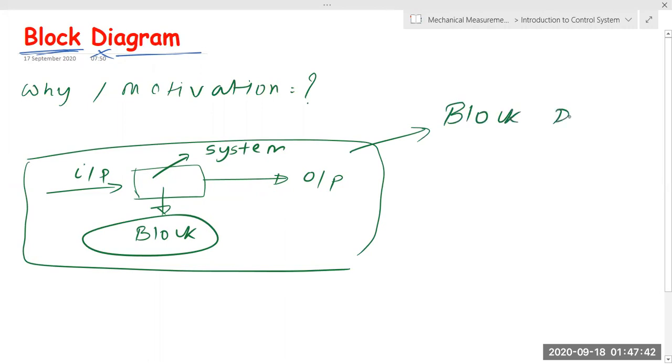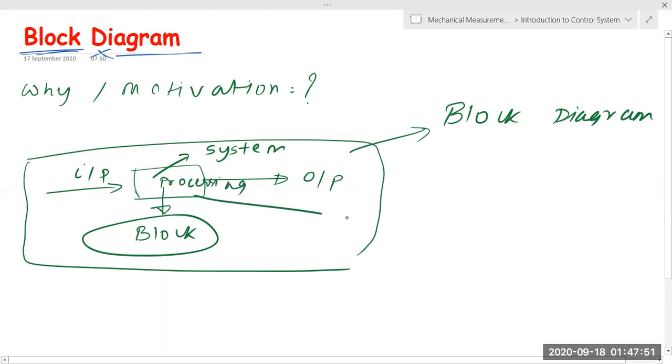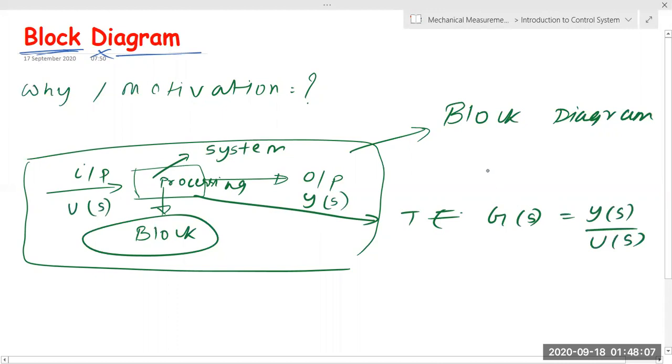Now, if we try to understand, this is the same as the transfer function. This is nothing but processing of input to output, right? This is what we used to call the transfer function, which was denoted by G(s) equal to Y(s) upon U(s). This is equal to Y(s) divided by U(s). This we have already stated, where s is nothing but the Laplace variable.